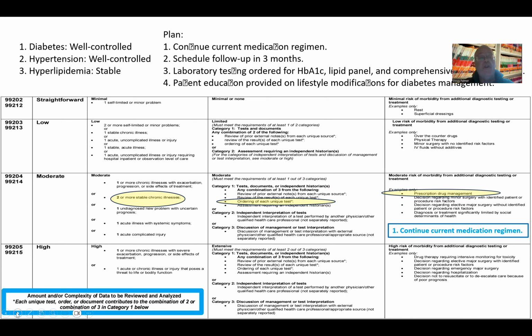Even if we were not, we're going to move to the risk column. In this particular case, we could get to the 99214 no matter if something was less in column 2 or in column 3. So let's look at the table of risk. Prescription drug management. And it said continue current medication regimen.